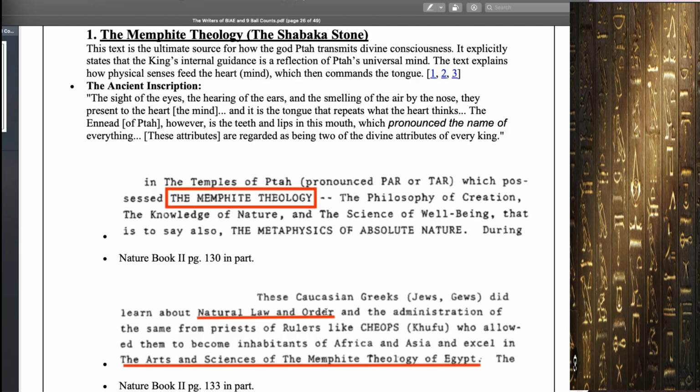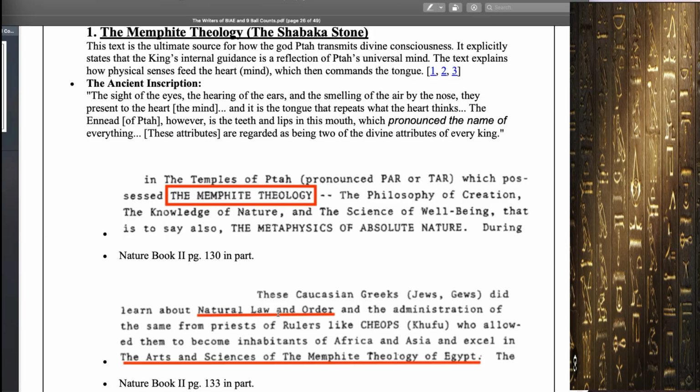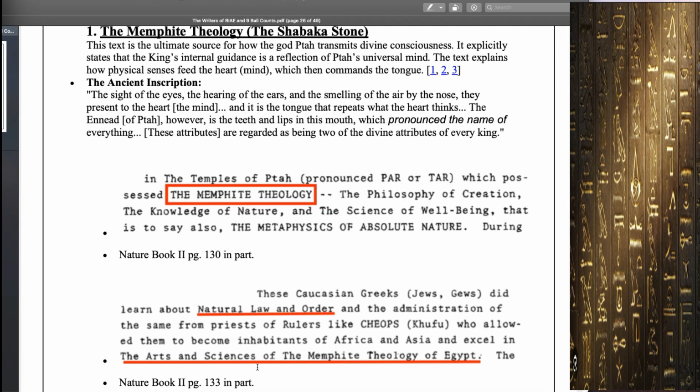All right, and we know that natural goes back to nature, and nature goes back to the Kemet term netta. All right, so natural selection is what you should be calling it. And you got these dummies trying to tell y'all, following mentally dead Caucasian religionists who became anti-religionists, became atheists and all of that, because they couldn't understand the real deal Holyfield. Right? Nature Books 2, page 133 and part.